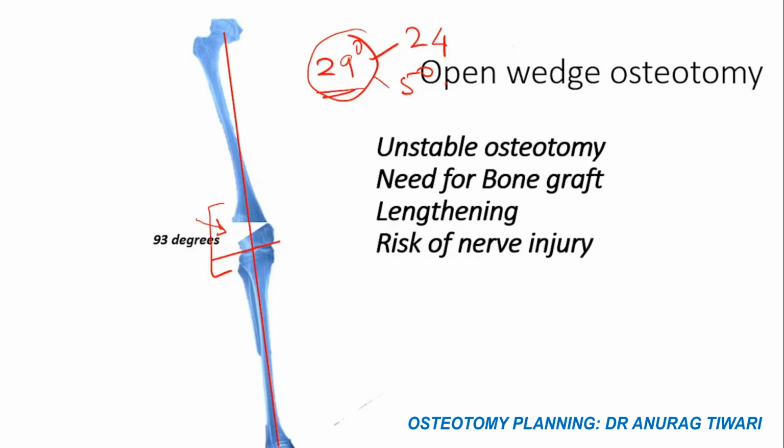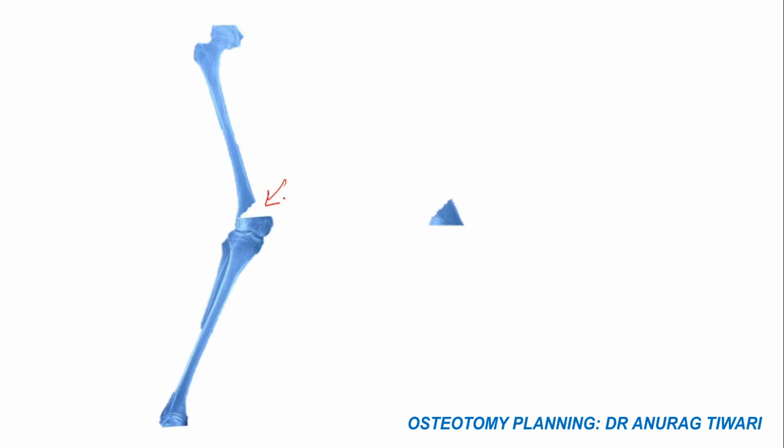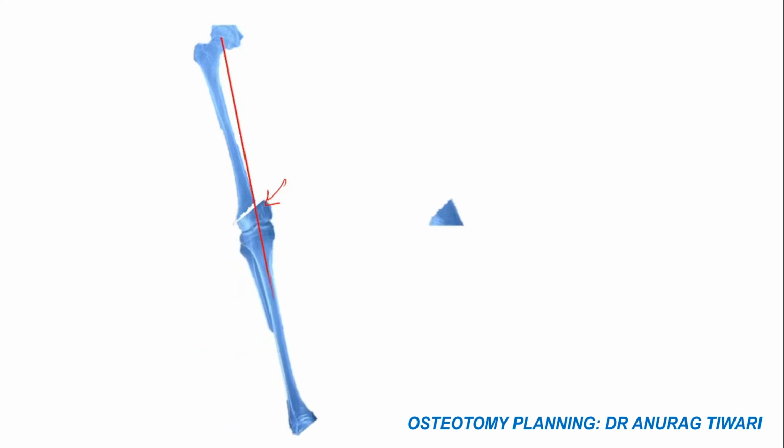Now a similar example we will see in another. In this case we will do the osteotomy on the medial side and we will remove a wedge from the medial end. So you can see that we have removed a wedge from the medial side and we rotate this bone so that your new mechanical axis is passing almost through the center of the knee joint.